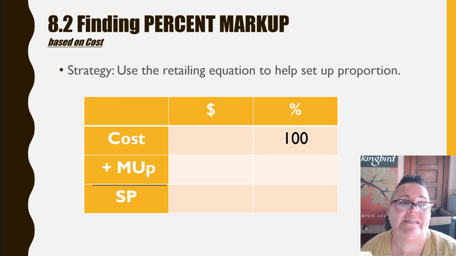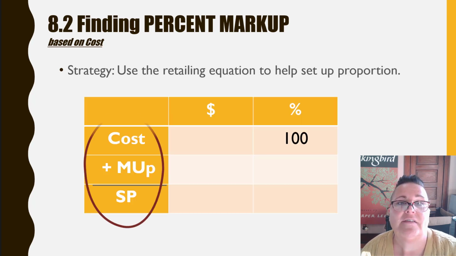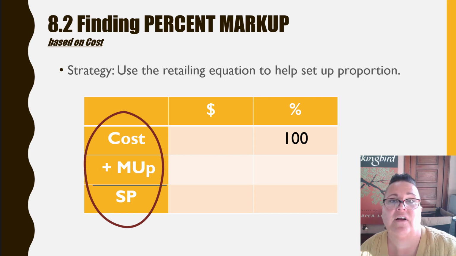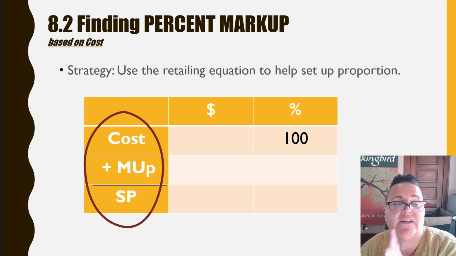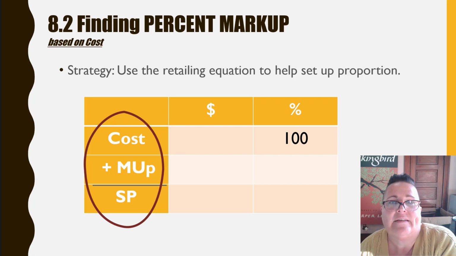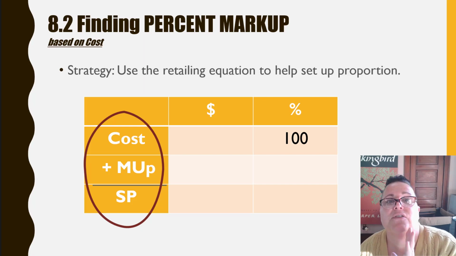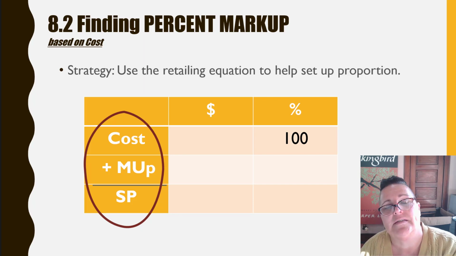The strategy uses that retailing equation. The cost plus the markup is equal to the selling price. And it puts it in a column to the far left. And then you need 2 additional columns. One column is for the dollar amounts, and the second column, or third column in this case actually, is for the percentages. Because we are looking at a markup based on cost, the cost is the base and 100%. So since it's a markup based on cost, I know the cost percent is 100, right? I'm going to fill in the rest.